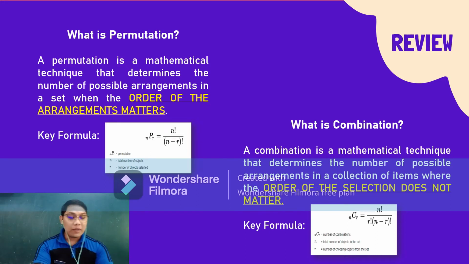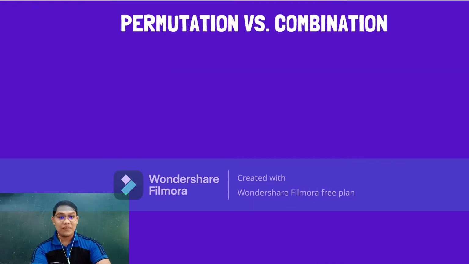So you may have noticed that the formula for combination is similar to permutation. However, there is an additional r factorial in the formula of combination because in a combination, the order of selection does not matter. So, that is the difference. Then, let's have a short activity.